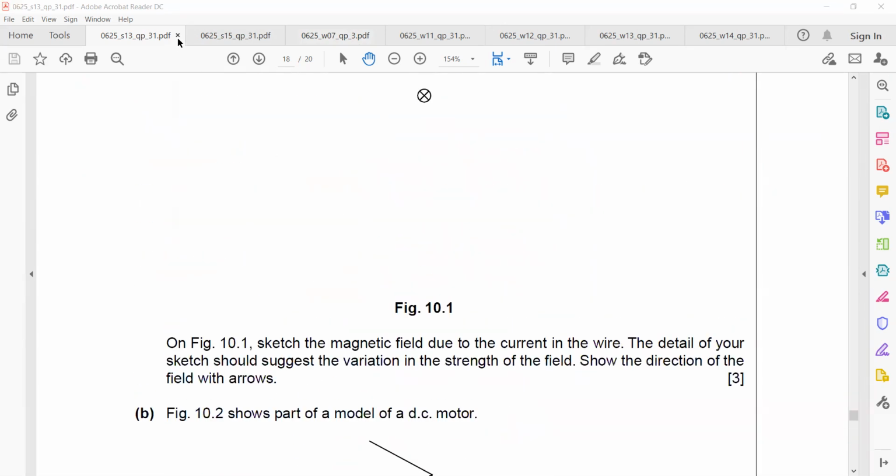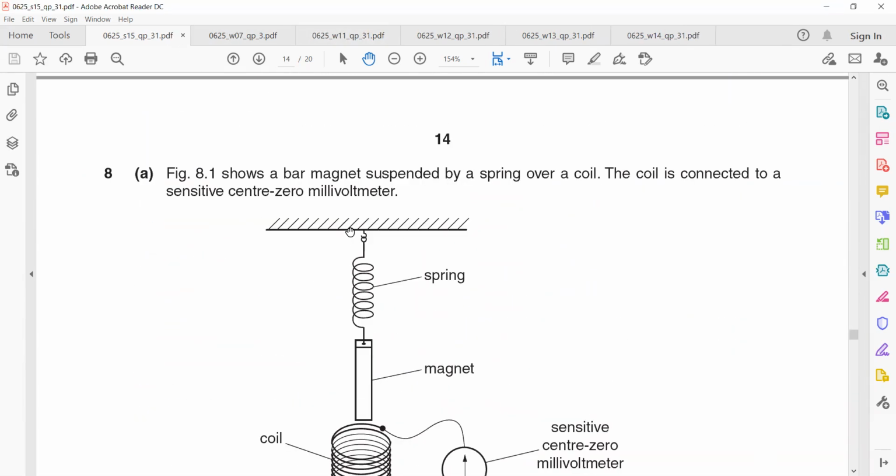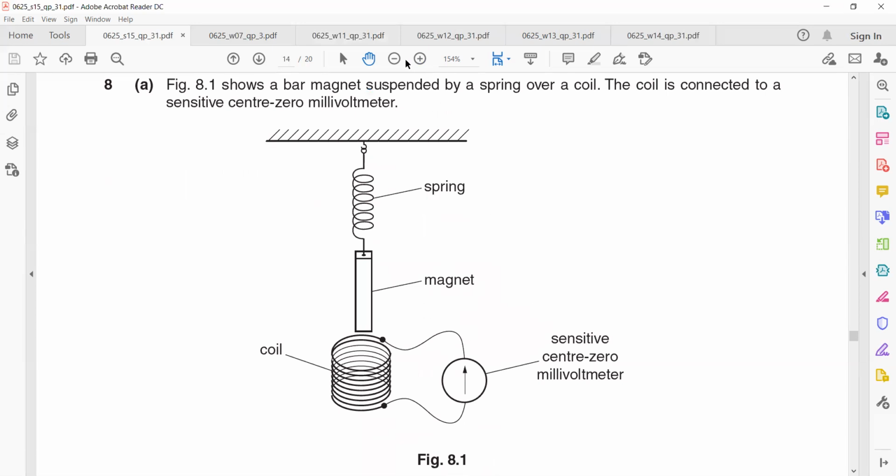The next part is related to the force on the wire. Figure 10.1 shows a bar magnet suspended by a spring over a coil. The coil is connected to a sensitive zero center millivoltmeter. Zero center millivoltmeter means if the direction of the current changes, the direction of the deflection of the needle will also change.